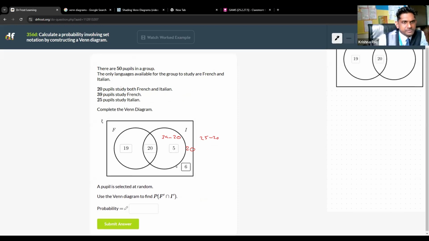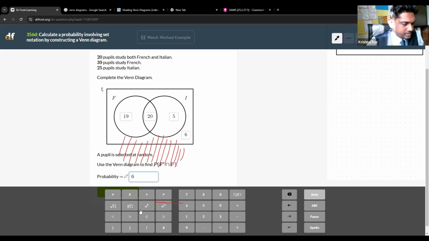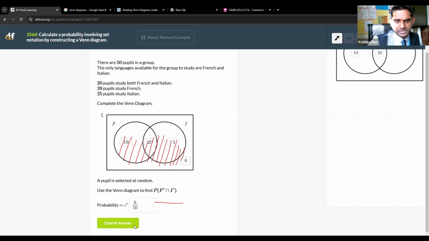Now we can answer the question. Probability of not F and not I. So we don't want F or I. So everything else. So 6 out of 50. So what I've done there is scribbled out what I don't want. So 6 out of 50, everything on the outside, job done.